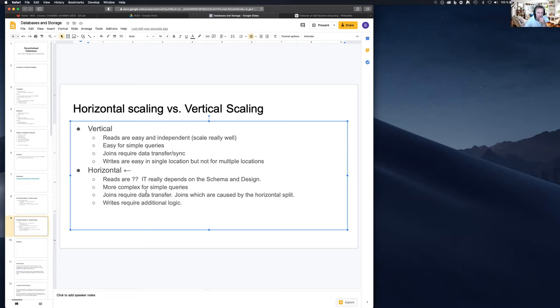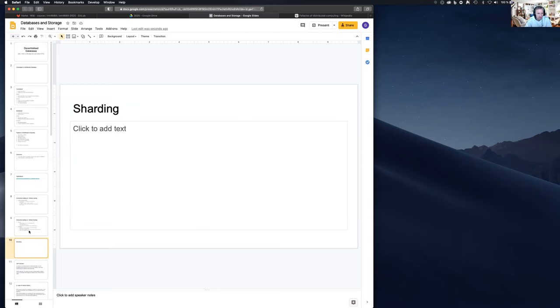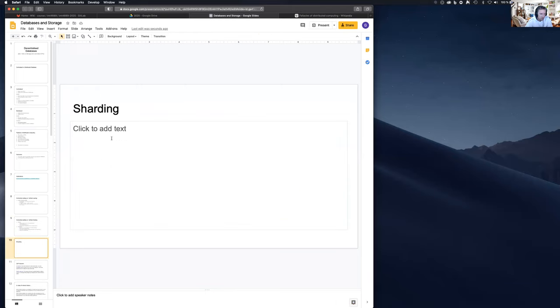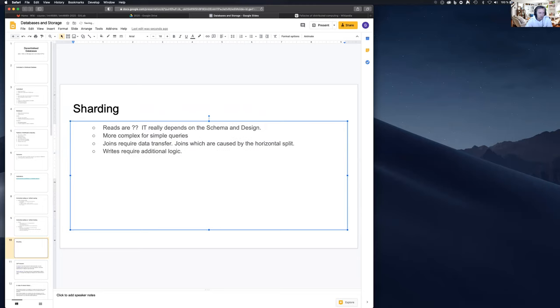So instead of just doing naive horizontal splitting, horizontal scaling, database systems really do sharding. They usually don't do plain horizontal splitting because it is hard to do and it requires additional things, right? So if I take those points and copy them to sharding, then we can discuss how sharding deals with them, okay?